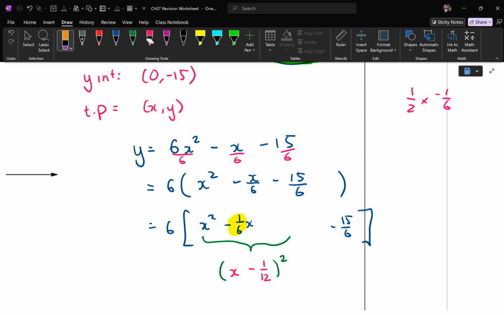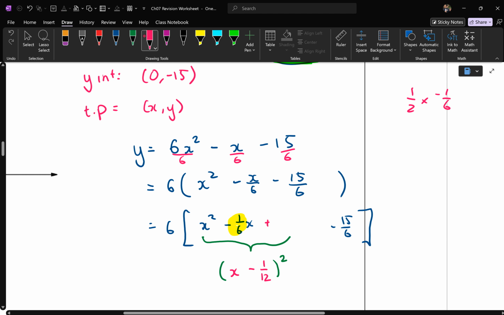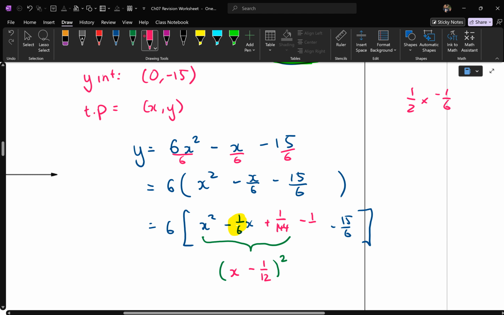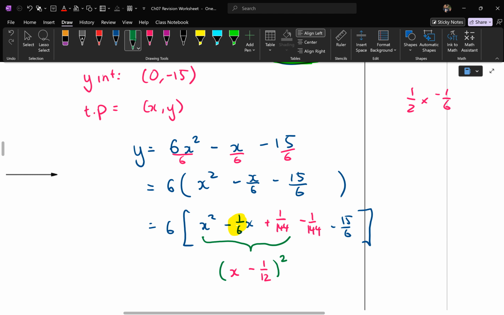Now what's the square of negative 1/12? It's just negative 1/12 times negative 1/12, which is positive 1/144. Whatever you add on is something that's fake. It didn't exist, so you have to subtract it. So we subtract 1/144. This is what you can type on your calculator if you're not good with fractions.